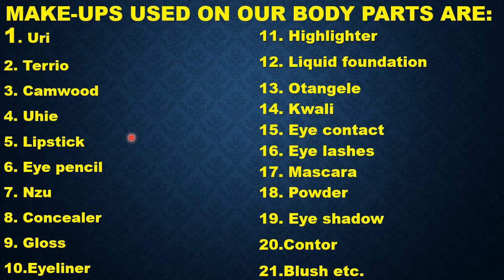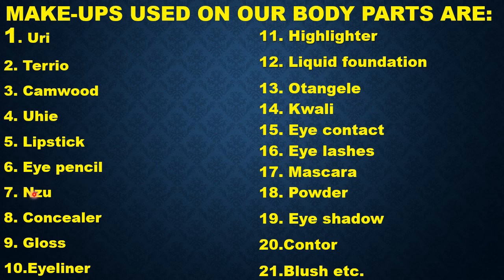Now, some of you will say, Auntie, I do not know what they used to apply on their faces that will make them look beautiful. Now, this is what I want us to see now. We have the local makeups and we have the foreign makeups, but they are all here. Number one, Uri, this is a local makeup. Cca is a local makeup. Number 3, Camwood is a local makeup. Number 4, Uhe is a local makeup. Lipstick, that's number 5, but it's a foreign makeup. Number 6, eye pencil is a foreign makeup.